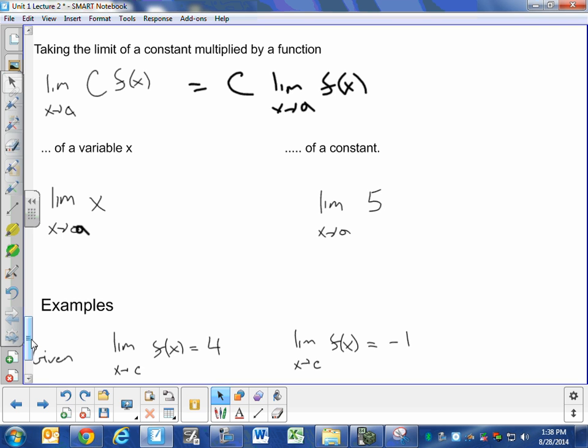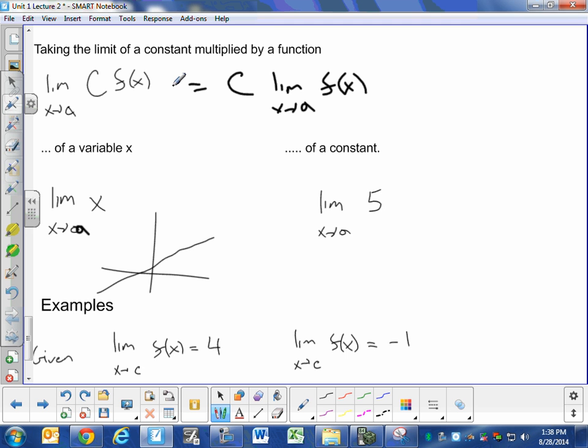Well, x is not a horizontal line. X is one of those diagonal lines, right? So at 1, I go to 1. At 2, I go to 2. So it's not just x, it's just what, Mr. Reynolds? A. You plug in A for x. Piece of cake. What about the limit as x approaches a of 5? Mr. Brewer? 5 is correct. X looks like this. If I plug in A, I'm going to get out A. 5 looks like this. If I plug in A, I'm going to get 5.